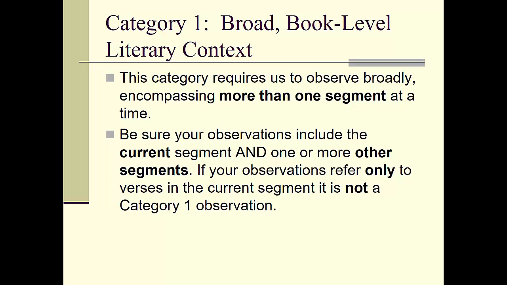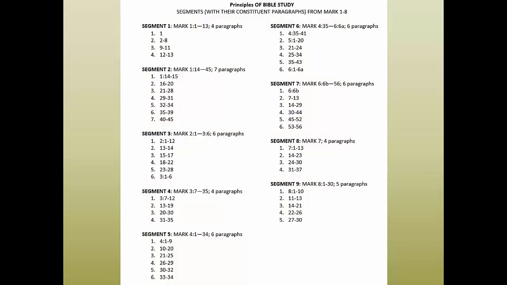For an observation to qualify as what we're calling a Category 1, it means that it must bridge more than one segment. Now you may be saying, well, what do we mean by a segment? A segment is what we're mapping out here in this screen for Mark chapters 1 through 8. We've divided them into 9 segments. Each segment then subdivides into paragraphs.